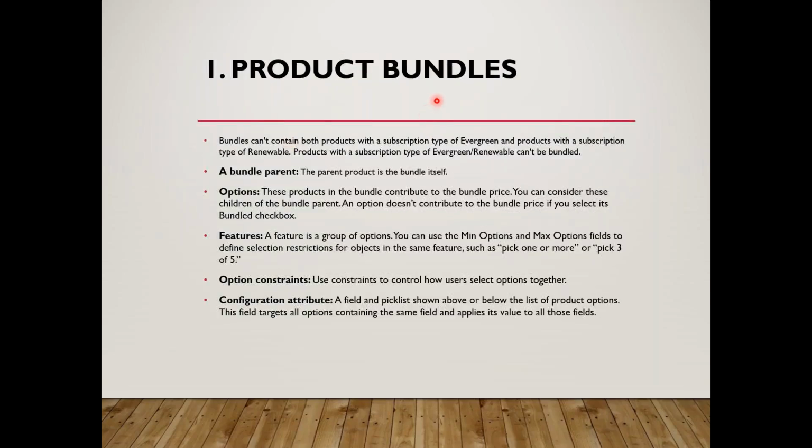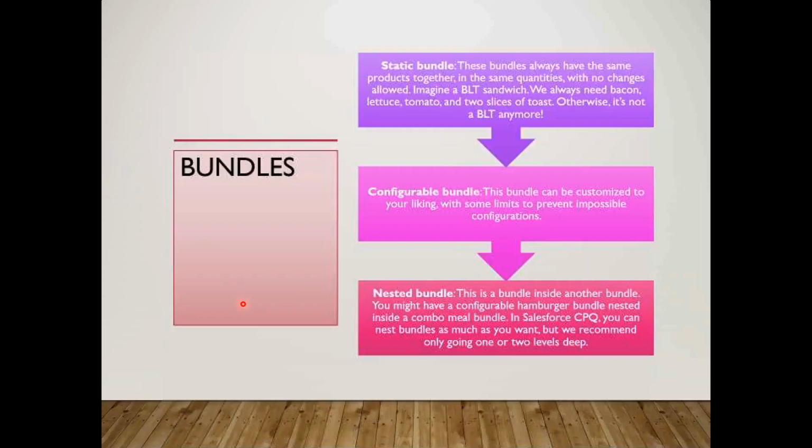So what are these product bundles? You know how to identify product bundles. On a product bundle, you can have feature, option, constraint, configuration, attribute. All these things are there on a bundle. We'll have a separate session for them. We discussed option and parent bundle, but feature, option, constraint, configuration, and attribute will come in later sessions once we're done with the product. So there are three types of bundle.